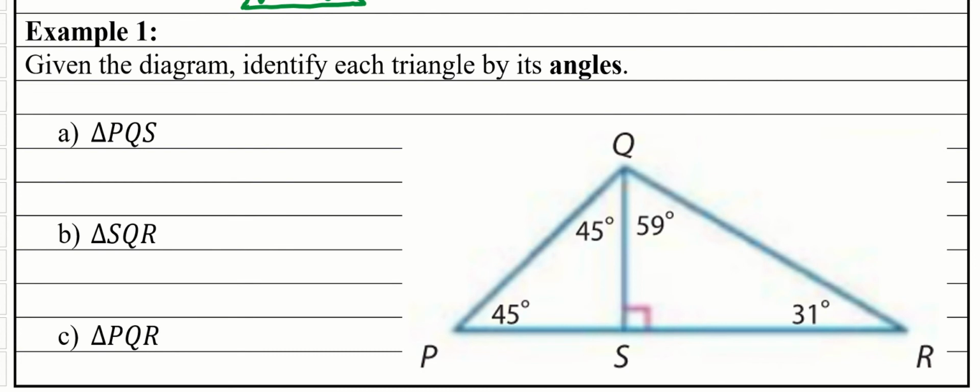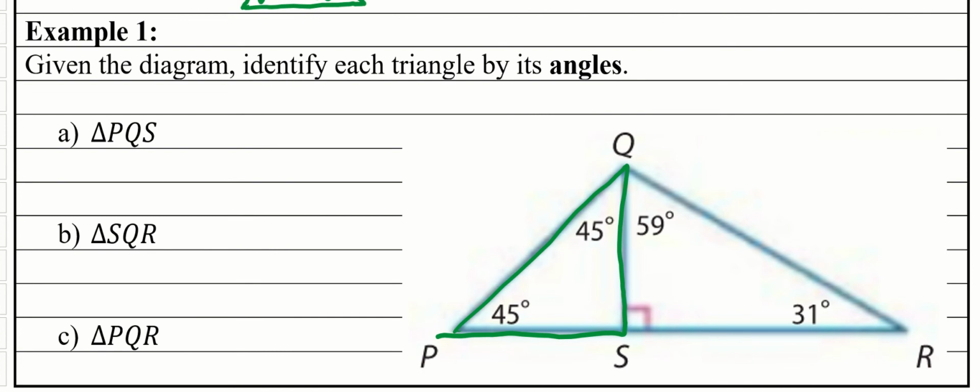Okay, so we have this big figure with actually 3 different triangles in it. And I'm saying, given this diagram, I want to identify each triangle by its angles. So we're just going to look at this piece by piece. First one, if I look at this, I have triangle PQS. Notice I have 45 and 45, and there's a couple different ways I can figure out the last one.